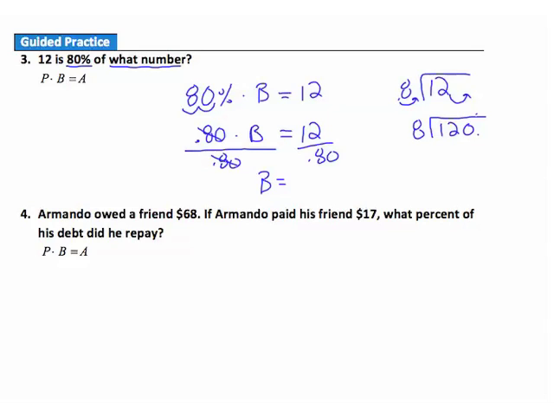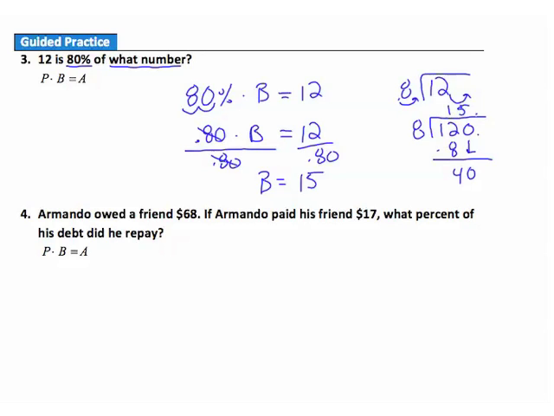All right, let's take a look at this division. 8 won't go into 1, but will go into 12 one time. We subtract, we get 4. Bring down the 0. 8 goes into 40 5 times. So it looks like our base here is 15. Now let's take a look. If we take 80% of 15 and end up with 12, that seems reasonable.